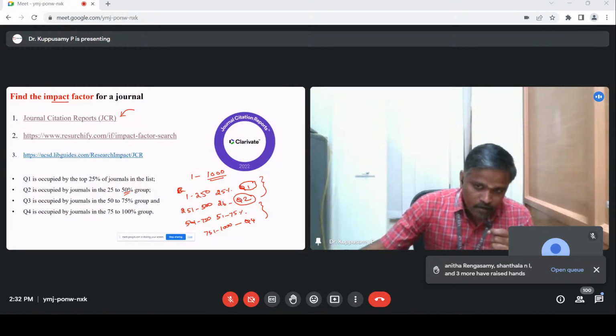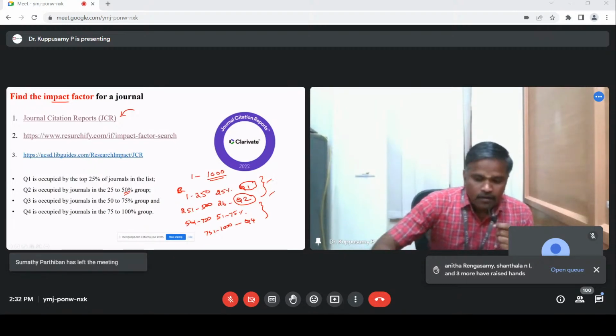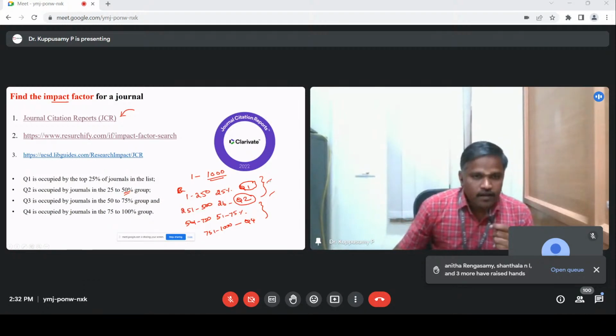So here most of the institutions nowadays are asking to publish research articles in Q1 and Q2 to make more reputation in the research field. So that is one of the things we should know before selecting the journals for publishing our articles.